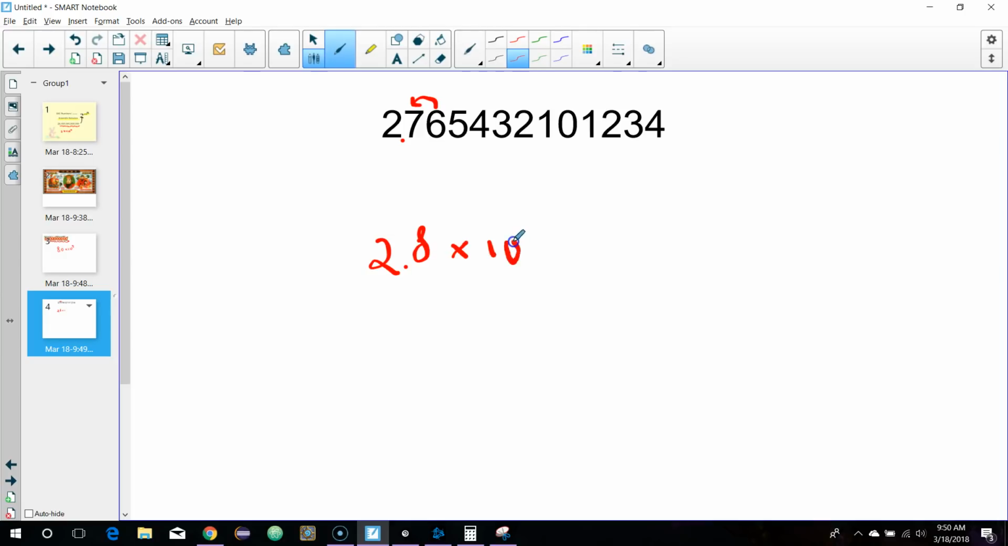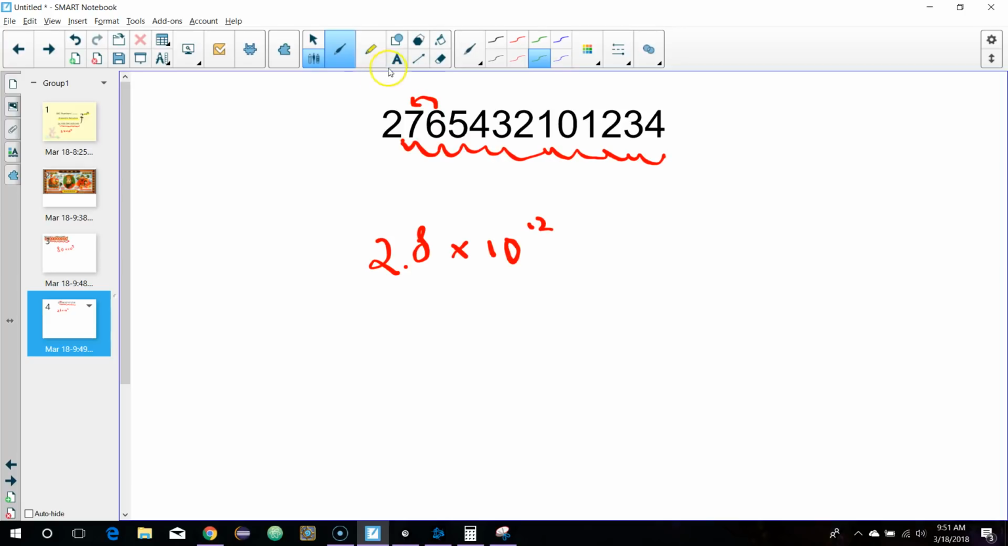Times 10 to the power of 1, 2, 3, 4, 5, 6, 7, 8, 9, 10, 11, 12. Hopefully I didn't make a mistake by counting it round. Is it 1, 2, 3, 4, 5, 6, 7, 8, 9, 10, 11, 12? Okay, so it's 2.8 times 10 to the power of 12. So you may be asked to convert a number like this. It's really not that difficult.